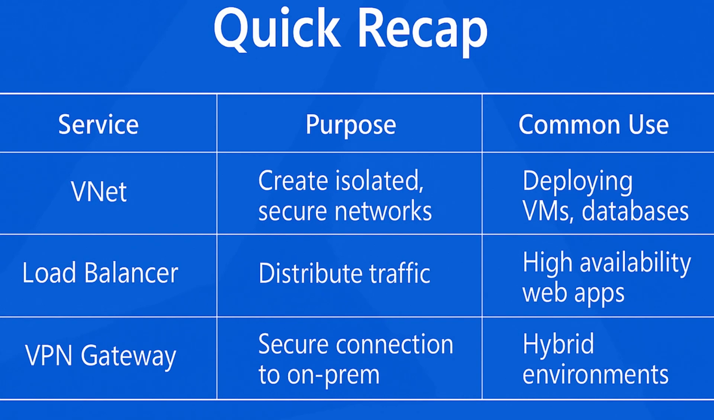Quick recap. There's a table on screen now and you'll see that the VNet, the purpose of it is to create an isolated secure network, with common use deploying VMs and databases. Load Balancer, its purpose is to distribute traffic, and this has high availability, web apps, that's what it's for. And finally, the VPN Gateway, its purpose is a secure connection to an on-premises network, and common use is hybrid environments.